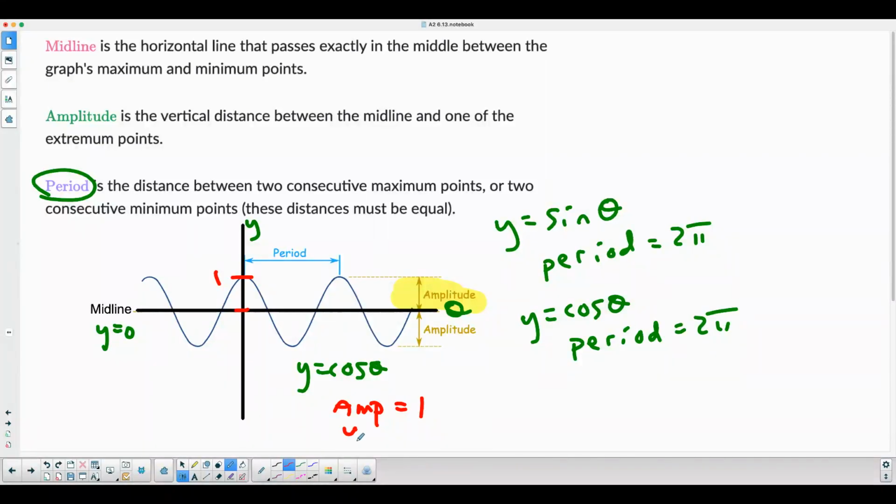So on y equals cosine theta, our midline is y equals 0, and our amplitude is 1. Okay, amplitude, you don't need the y equals or anything like that. It's just a numerical value, but the midline is the equation of a line. So you will need to say y equals 0. You can't just say 0 for your midline. All right.